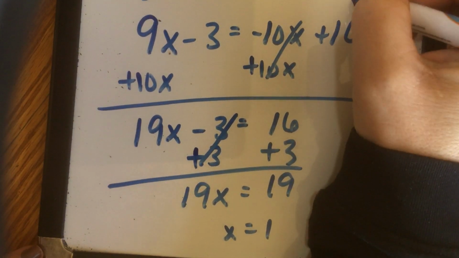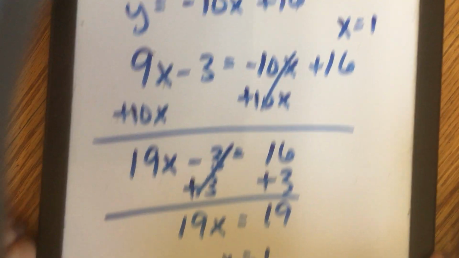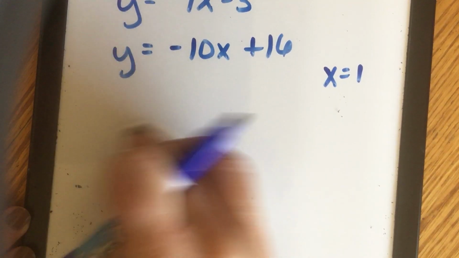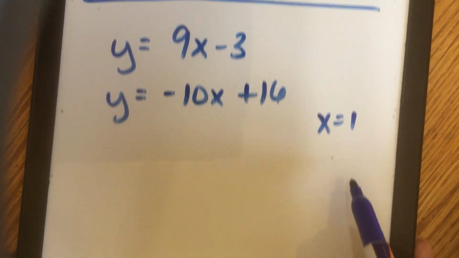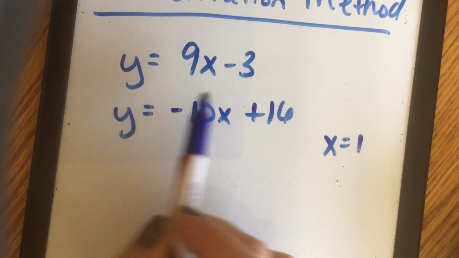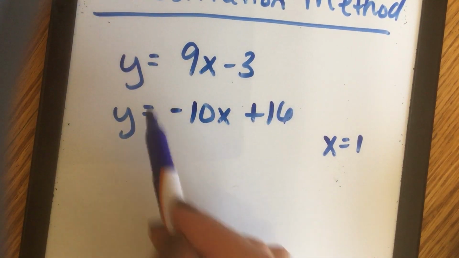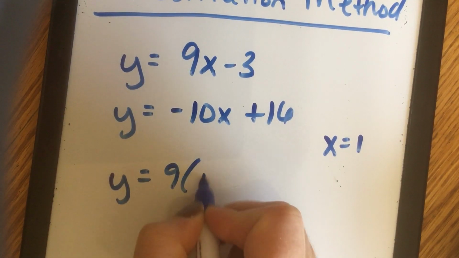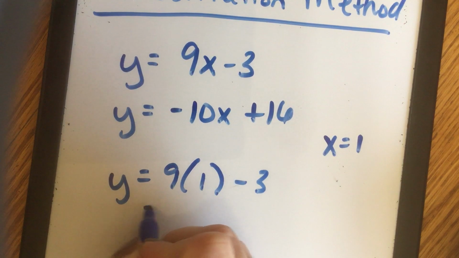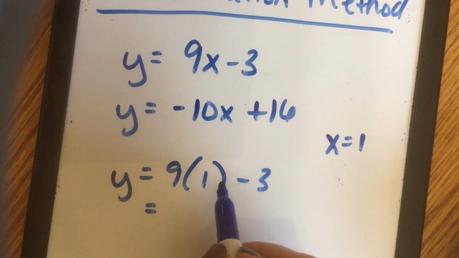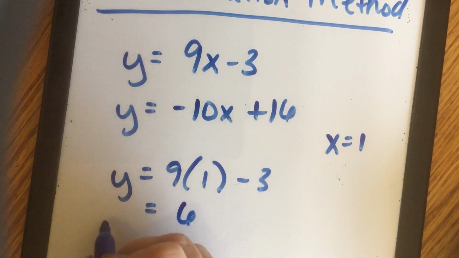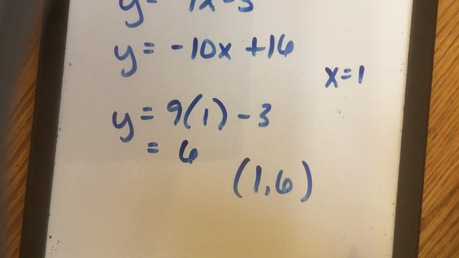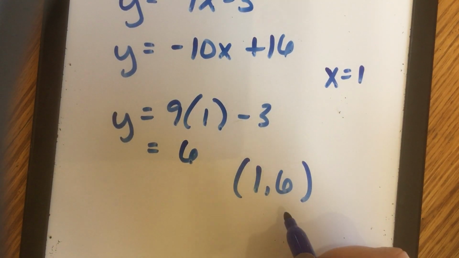So I'm going to write x equals 1 up here by my original equations, and erase my work. And then I'm going to plug 1 into one of the equations. I'm going to choose whichever one looks simpler. So I'm going to use this 9x minus 3. So y is equal to 9 times 1 minus 3. So 9 times 1 is 9. 9 minus 3 is 6. So y is equal to 6. So my answer is 1, 6, because my answer is always x, y.